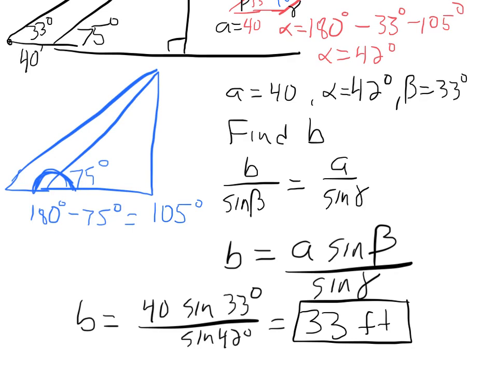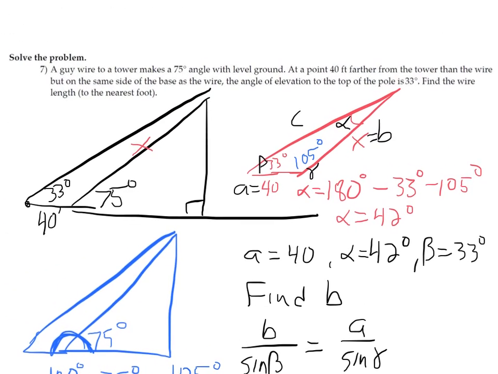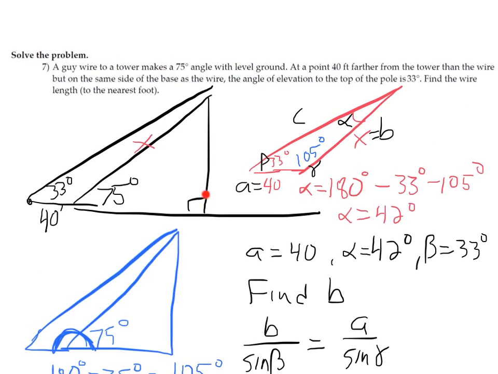All right, let's recap this problem. So to begin with, the picture was very important. We had a tower. We were standing so that there was a 75-degree angle with the level ground, and then a point 40 feet further away, 33 degrees to the top. And they wanted to know the length of this guy wire. Now, the guy wire, we didn't know much about this triangle. We only know one angle. I guess we know two angles, but we don't know any of these sides. The only side we had was on this stranger looking triangle.